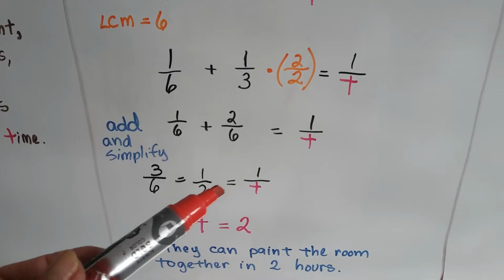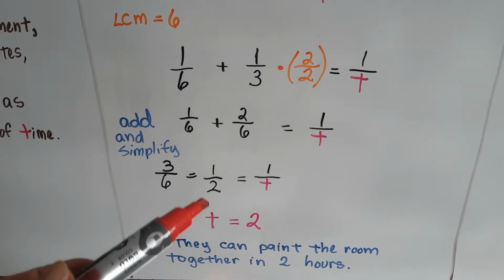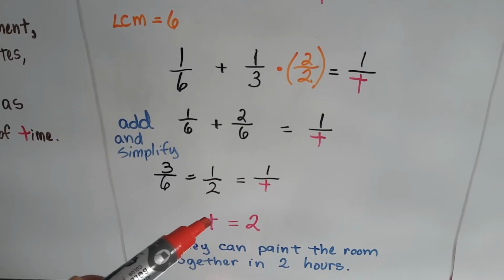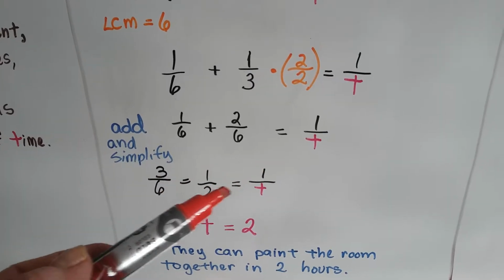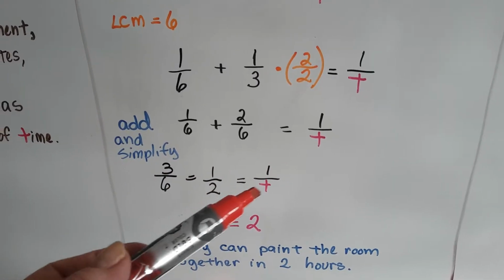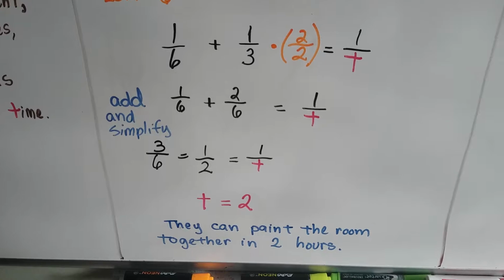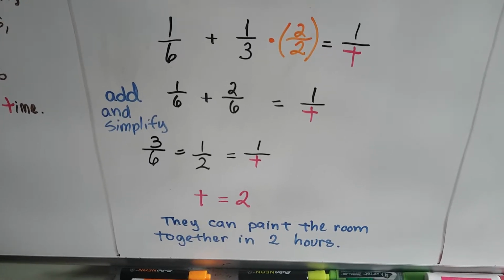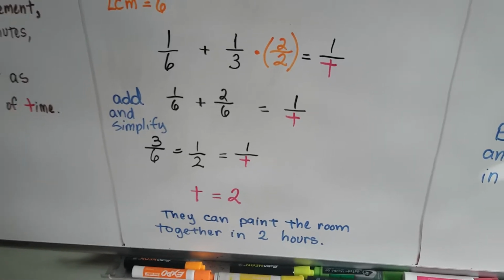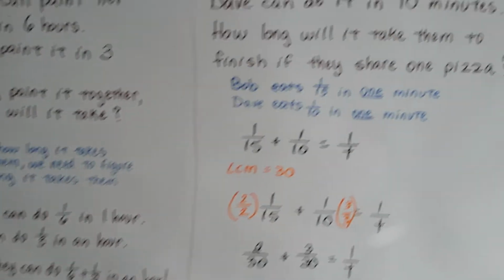So that means 1/2 is equal to 1 over t. So that means t is equal to 2. See? 1 is equal to 1, 2 is equal to t, so 2 is t. So they can paint the room together in 2 hours. Okay? All right, let's look at this next one.